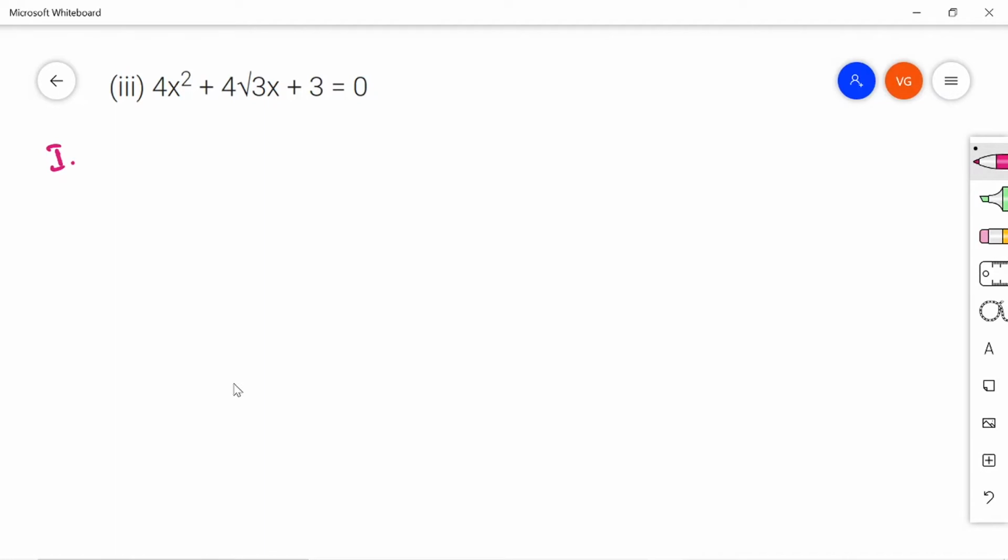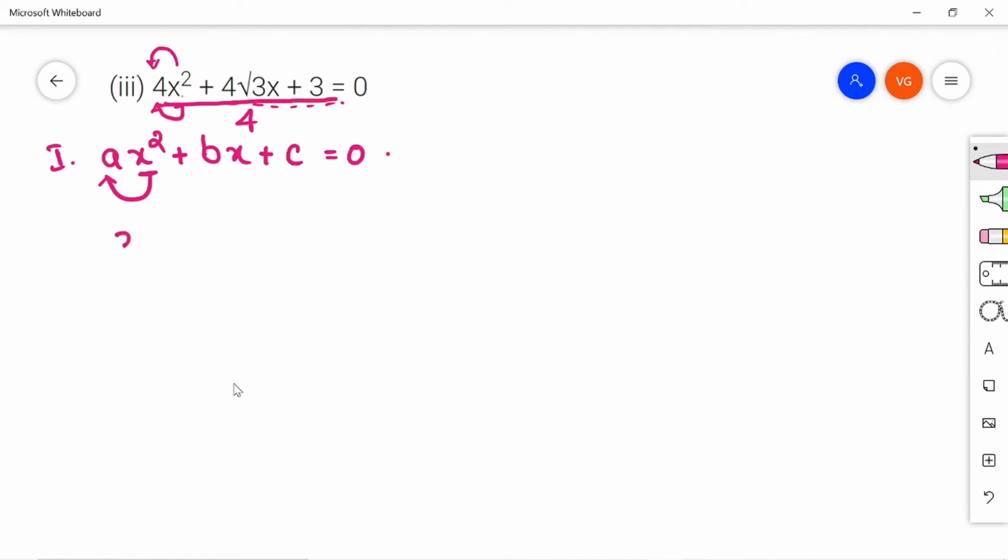So again, same thing, just compare the given equation with the standard form ax square plus bx plus c is equal to 0 and make the coefficient of x square here as 1. So to do so, just divide the given quadratic equation wholly by the coefficient of x square. So here it is 4. So take the equation and entirely divide it by 4. So I'll get x square plus root 3x plus 3 by 4 is equal to 0.